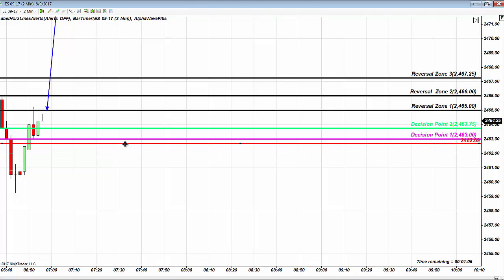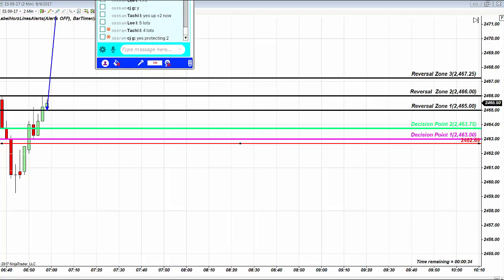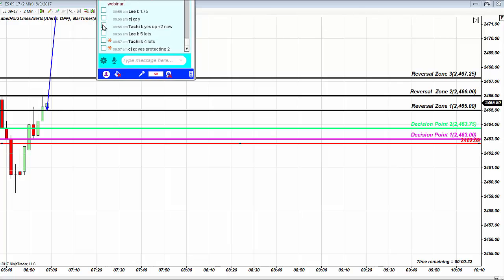How many points are you up? Depends on your execution, depends on knowledge of price action. So let's ask students how many lots, how many points are they? Because students give you all the answers on all you need to know. Lee, 175 points, 5 lots. Tashi, 42 points. Carol, how many lots? Probably 10, 15, 20. Carol is trading large lot size.